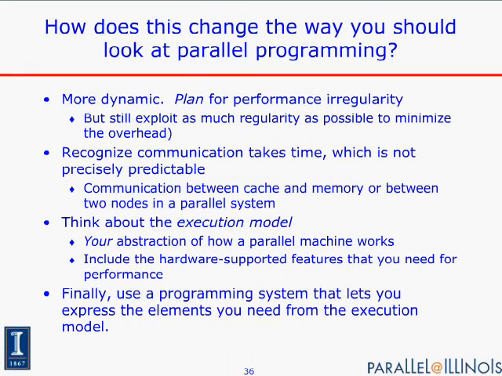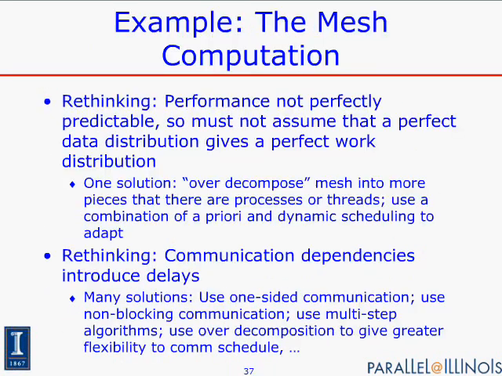Okay, so just quickly to wrap up here, if I go back to that mesh computation and I want to rethink it, well, that was done with the assumption that performance was predictable. So I'll go away from that. One solution there is to now over-decompose the mesh into even more pieces and then dynamically schedule those pieces among, for example, threads on a node to allow them to adapt to various sorts of performance irregularities.